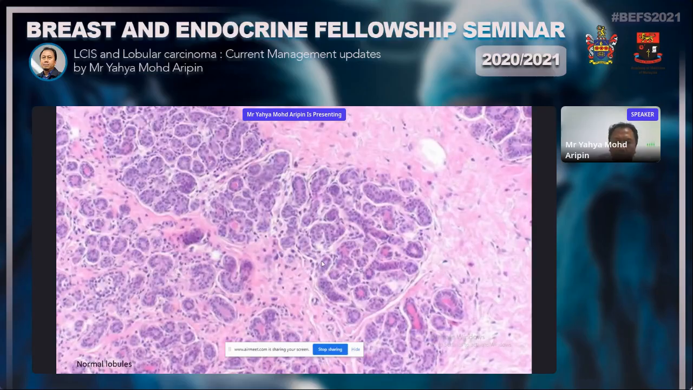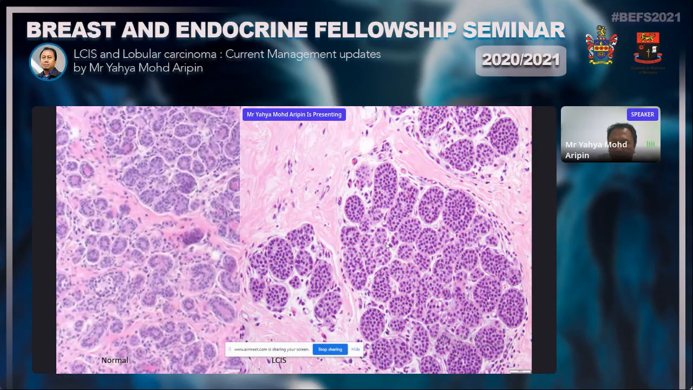So how does LCIS look under the microscope? You see, this is the lobule and this is the acini, and you can see that the acini is filled up with cells, although the cells seem to be uniform. Can you see the lumen in the acini? No, you cannot see the lumen. All the lobule has been filled up with cells. So this is how LCIS differs from normal breast tissue.